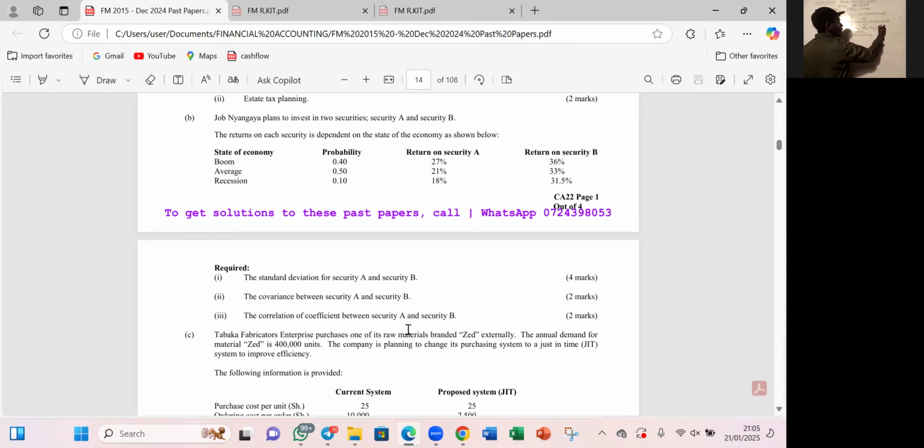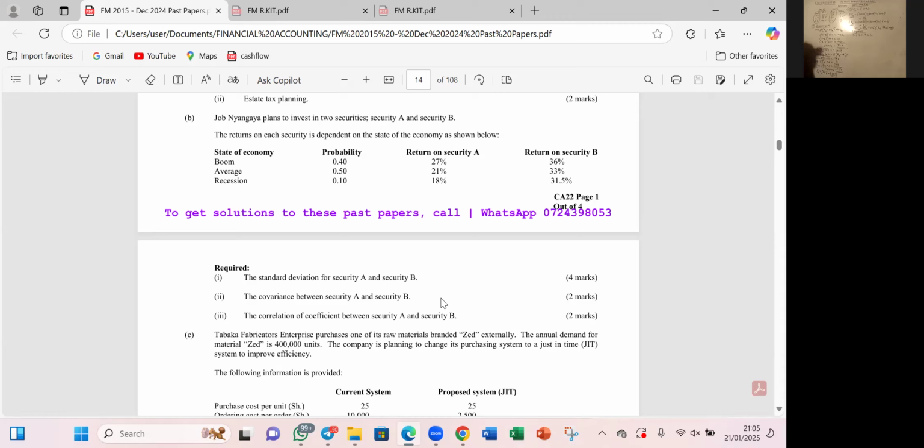Then the return of B minus expected return of B. Then remember, with the probability, the probability must be the same. So in this case, the probability for A and B are similar, so it's possible to calculate the covariance. But in the previous question, we cannot, because the probability was different.